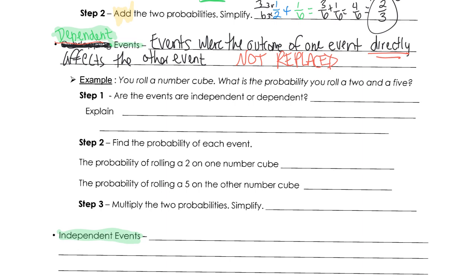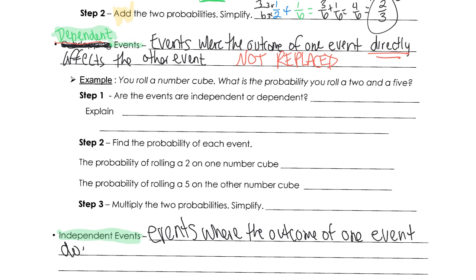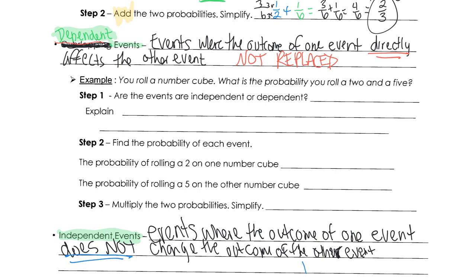An independent event is events where the outcome of one event does not change the outcome of the other event. Since it does not change, this one's going to have replacement. So it's saying we take the marble out of the bag and then we put it back in.